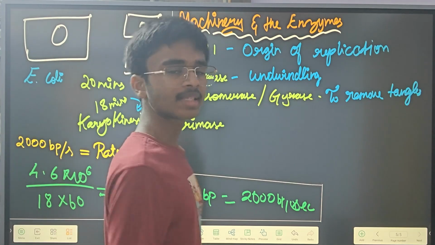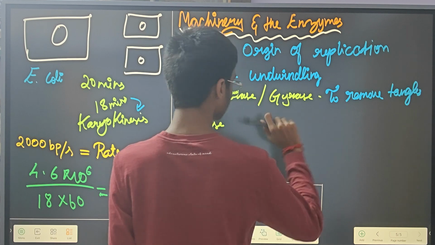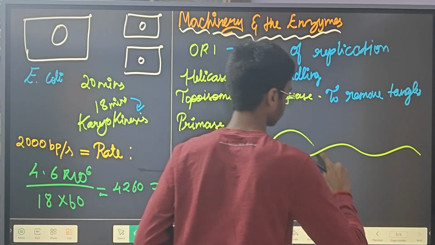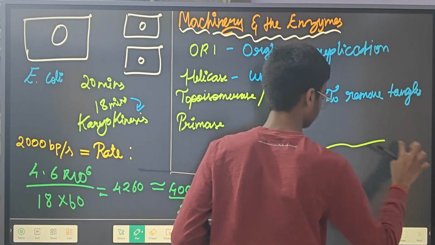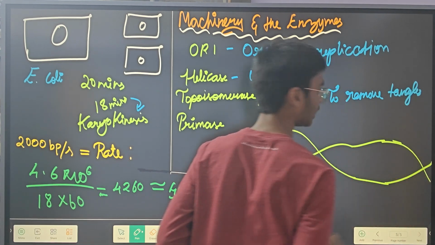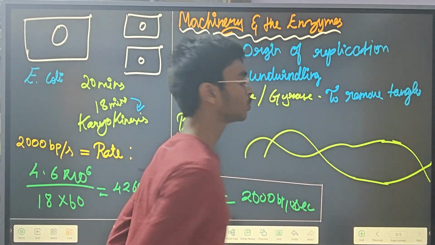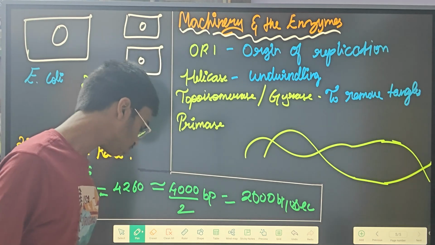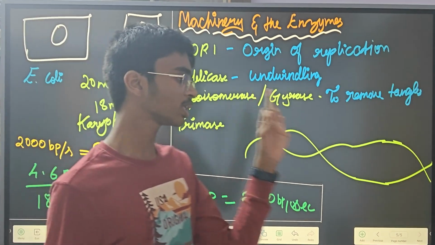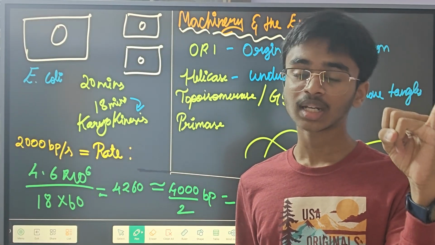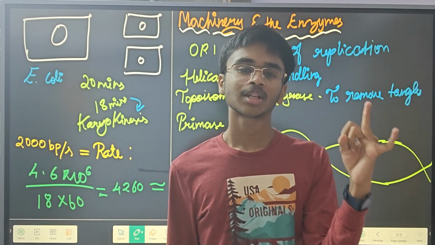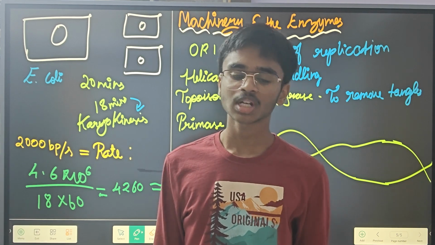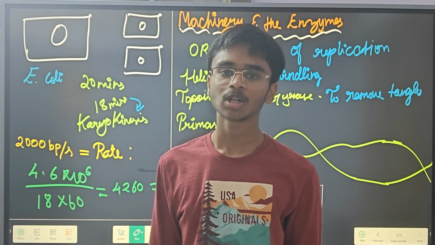So what is this primase? See, now it has removed the knot, and now the DNA has become like this, right? Here DNA polymerase is an enzyme which is very important. DNA polymerase 1 is there, DNA polymerase 2 is there, DNA polymerase 3 is there. Like that RNA polymerase 1, RNA polymerase 2, and RNA polymerase 3 are there. There are a few enzymes which are responsible for DNA polymerization and also RNA polymerization.